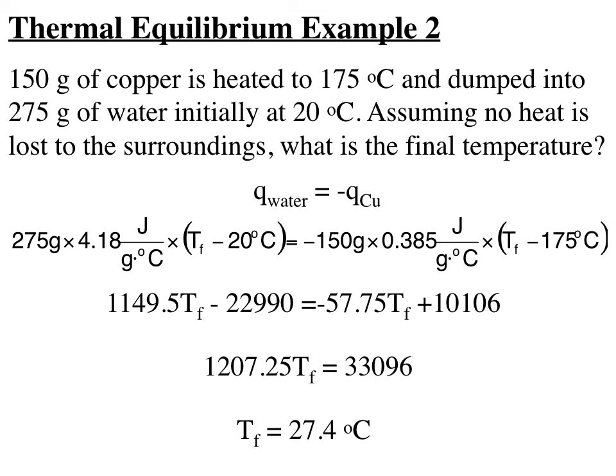Put the T_Fs on the left by adding plus 57.75 T_F to both sides, then dividing both sides by the coefficient of T_F, and I get a final temperature of 27.4 degrees when I dump the hot copper into the cool water.